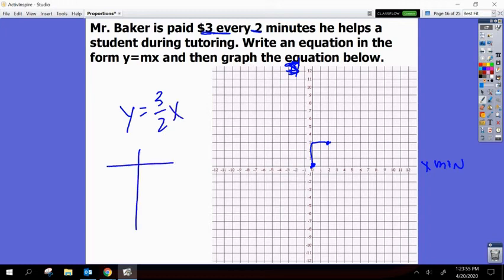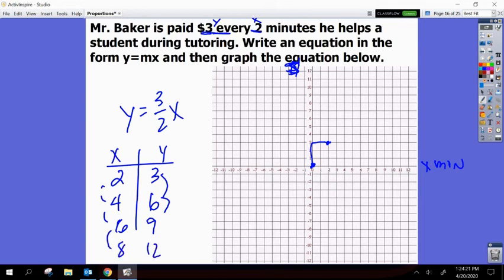You also could have made a table where you put x as my minutes, y as my money, so 3 and then 2. If I double that, that's 4 and then 6, and then double that, or add 2 more. So I go plus 2, 2 more, 6. Keep adding 3, that's 9. Keep adding 3, that's 8, and that's 12. And you could, of course, divide. Y divided by x, y is on top, 3 over 2, which is the same thing as 3 over 2.